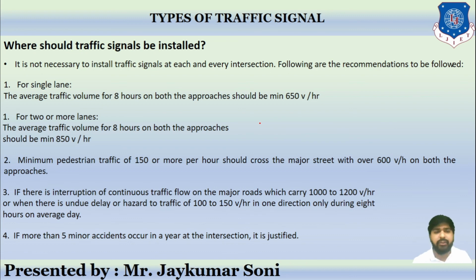Then fourth is that if there is any kind of interruption of the continuous traffic flow on the major road, then that particular road should carry 1000 to 1200 vehicles per hour. Or when there is undue delay due to hazard, then this criterion should be followed. Then the last criterion is that if any road is there and more than five minor accidents take place, then the justification of the traffic signal can be done.